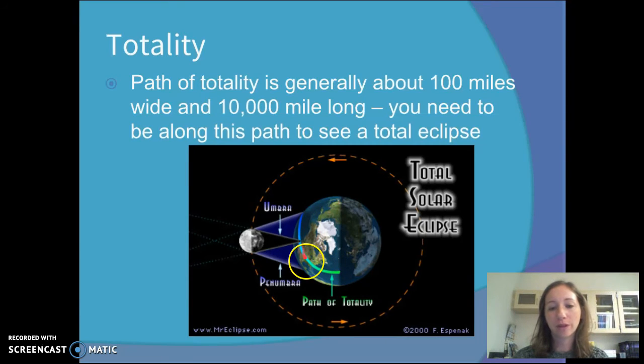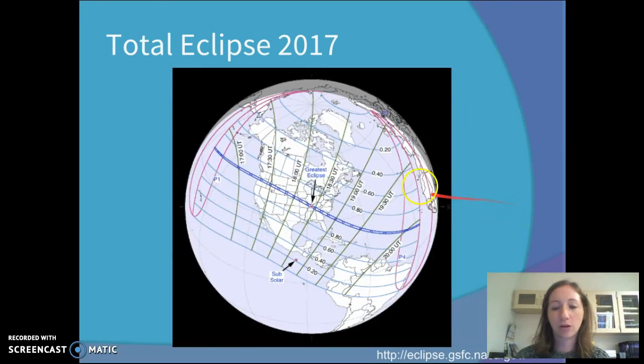Okay, if you're not within that path, if you're close to it, you might see a partial, but you're not going to be able to see the total eclipse during that time. A good example of that would be the eclipse that we just had in August 2017. If you were along the path of totality, which extends from near Washington over to South Carolina in the U.S., you would have seen a total eclipse if you were in any of these states at that time. In Connecticut, we saw a partial, because we were outside of that area.